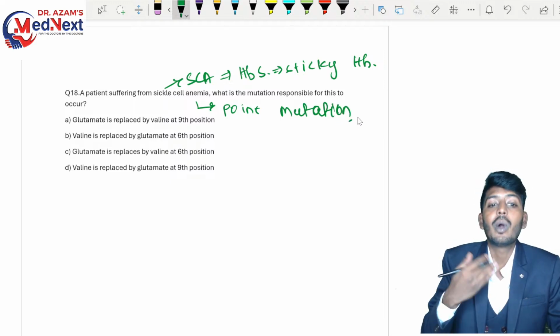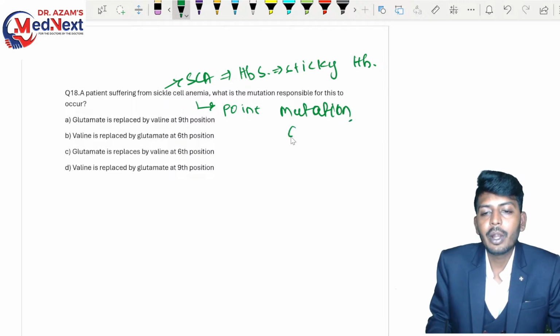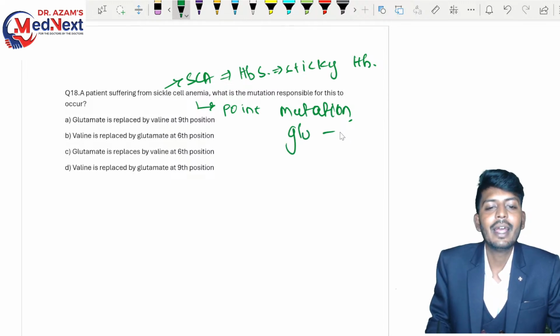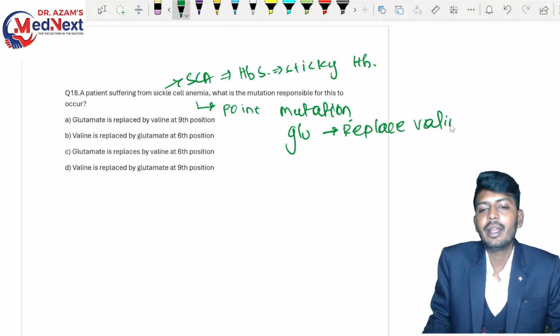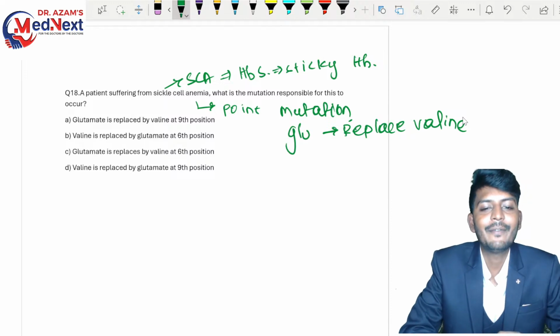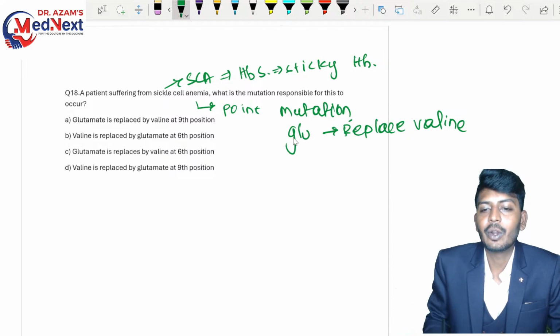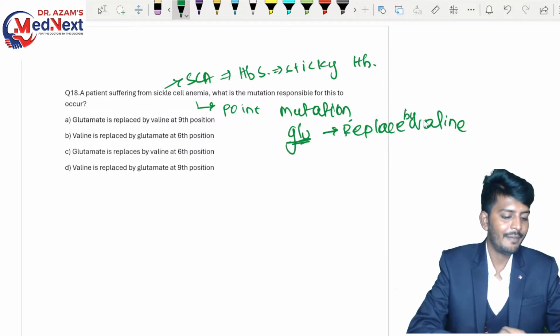Point mutation. So what is that point mutation? Glutamate is replaced by valine. Okay, glutamate is replaced by valine.